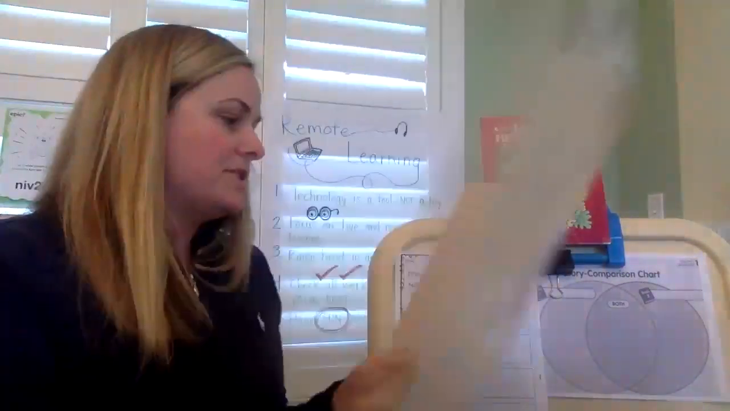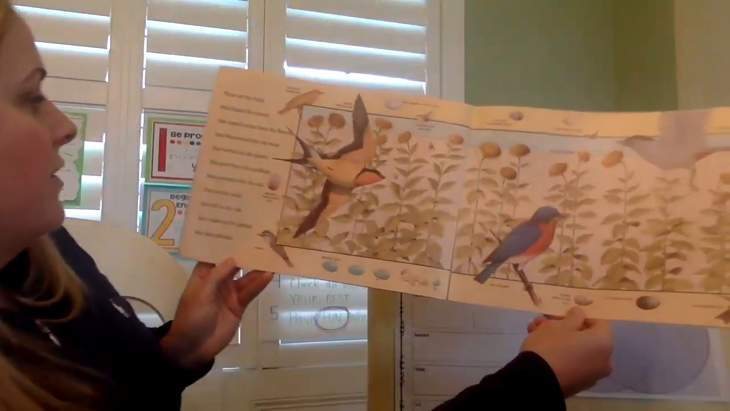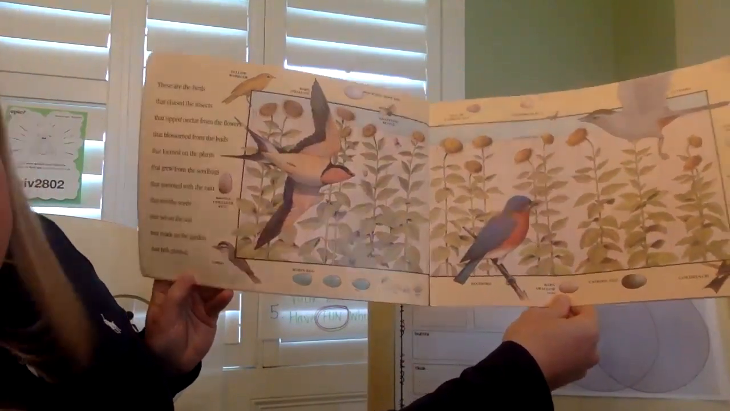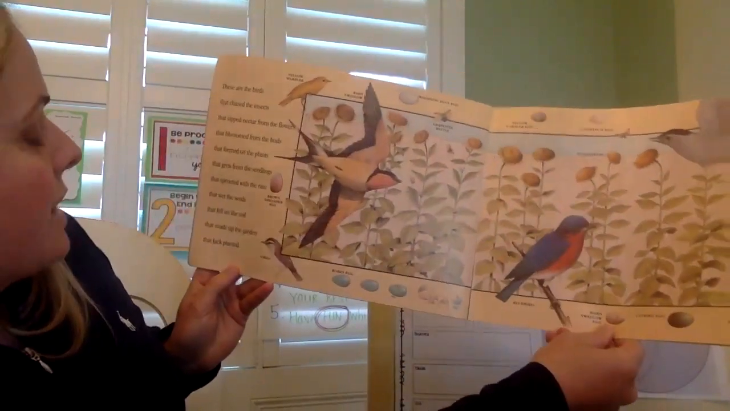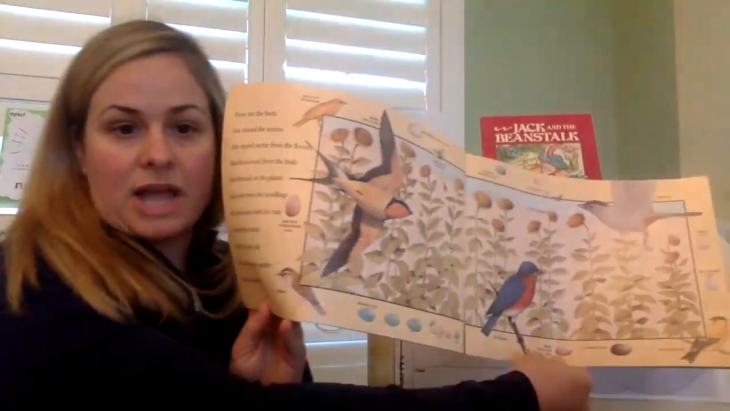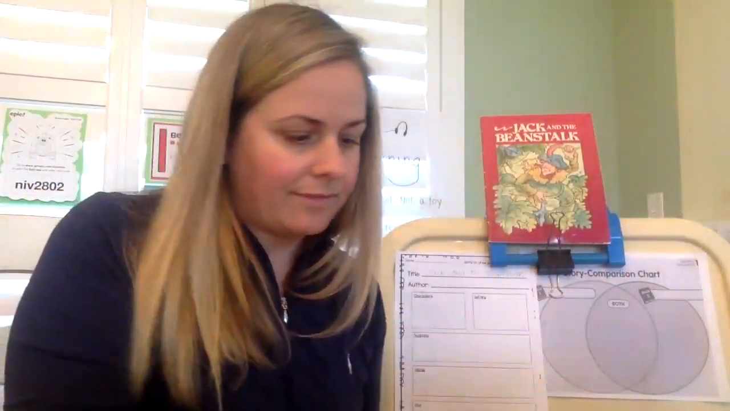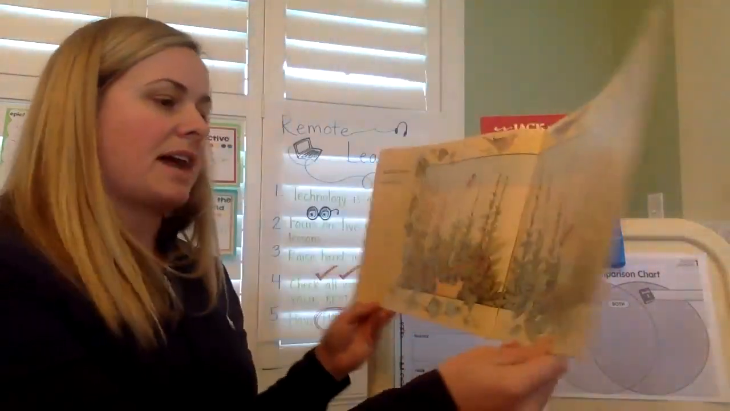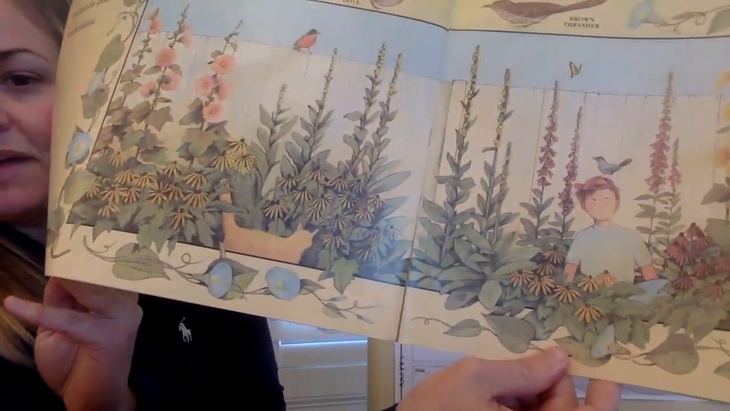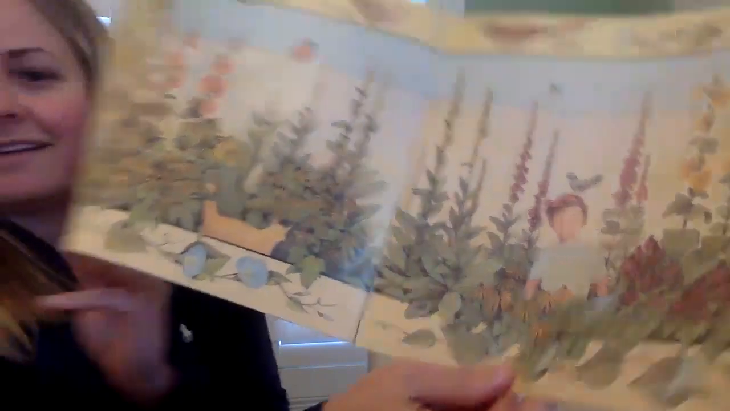These are the birds that chase the insects that sip nectar from the flowers that blossomed from the buds that formed on the plants that grew from the seedlings that sprouted with the rain that wet the seeds that fell on the soil that made up the garden that Jack planted. And this is the garden that Jack planted. And he looks pretty proud of that garden.